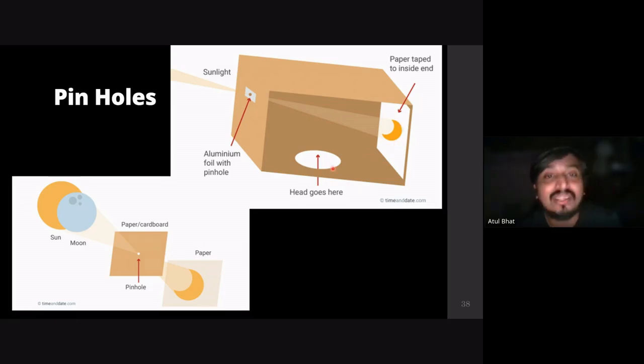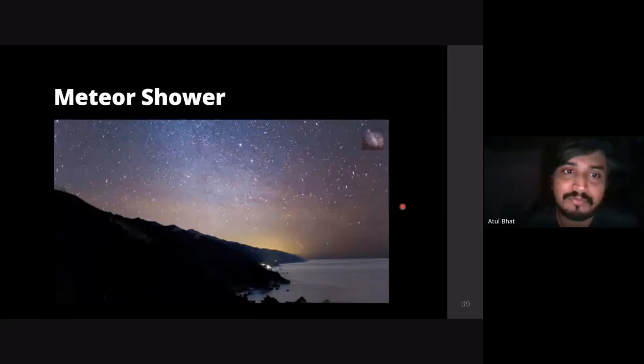And to try this out would be to lose your eyes. But the pinhole method is 100% secure. You can actually view an eclipse clearly with this. The images and the method for this are given on this website here, timeanddate.com.